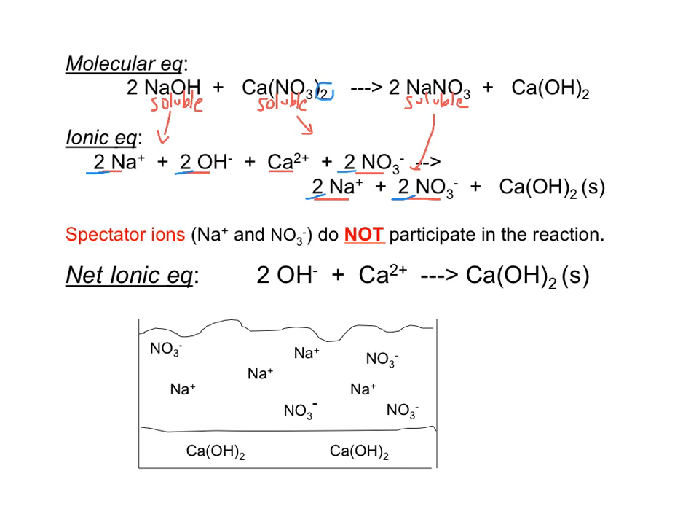Note that there's 2 sodium ions on each side, so we can get rid of those, and there's 2 nitrates on each side, so we can get rid of those too. The sodium ion and nitrate ions do not participate in the reaction. Those are spectator ions. What's left are the ions directly involved in this reaction. We can write a net ionic equation, therefore we predict that this reaction does occur.